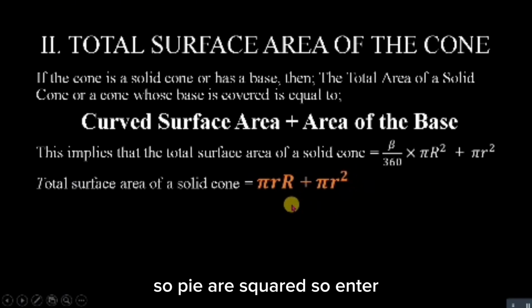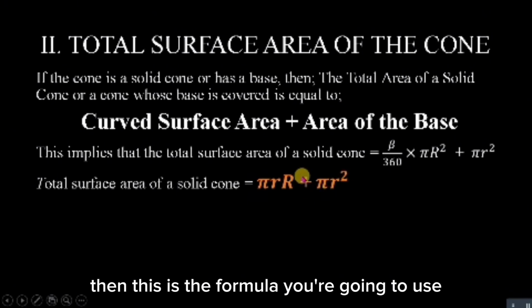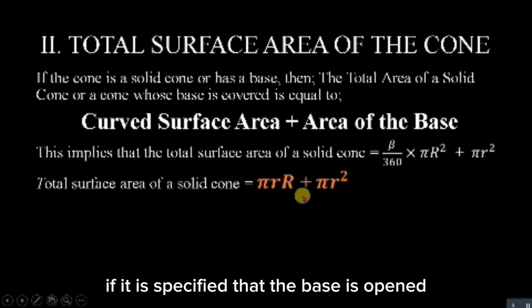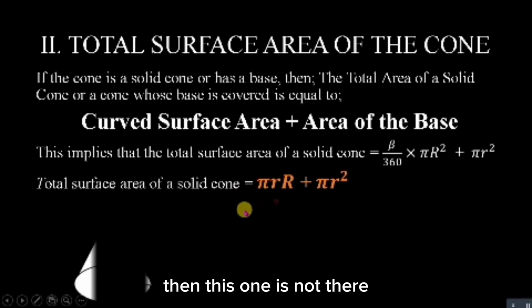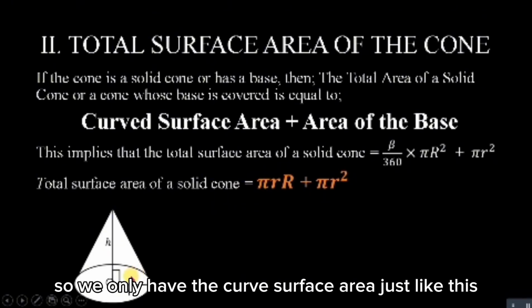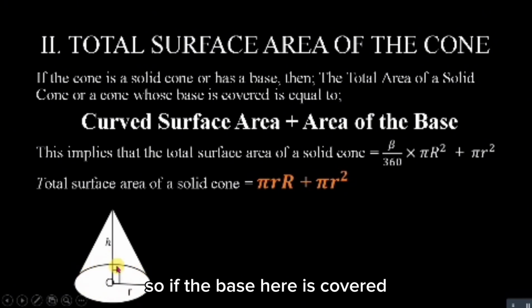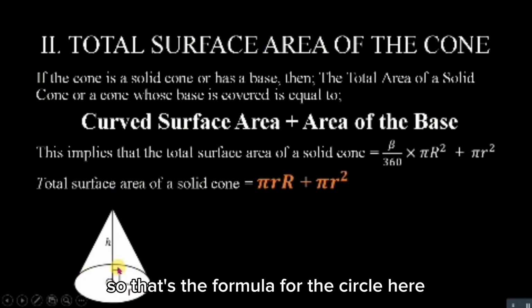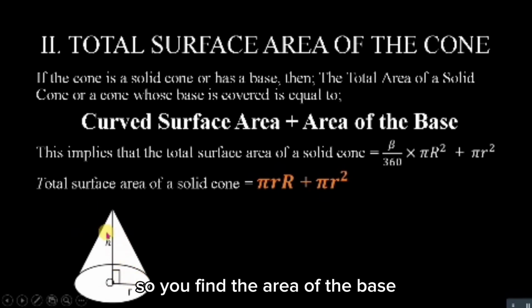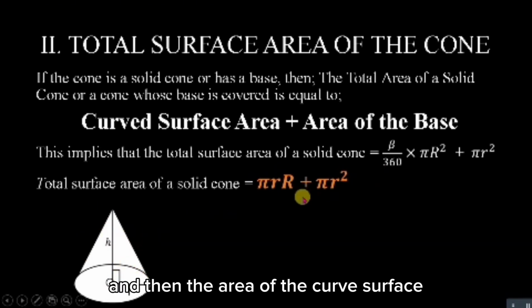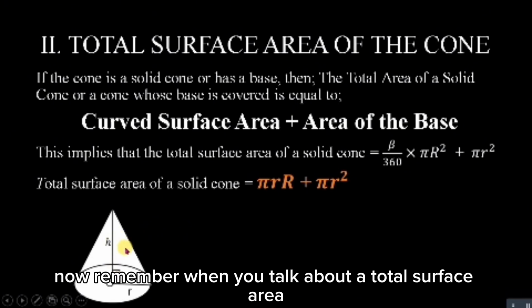If it is specified that the base is opened, then this one is not there because there's no circle to add. So you only have the curved surface area, just like this. If the base is covered, the base is a circle, so that's the formula for the circle. You find the area of the base and the area of the curved surface, and then you add them together. Remember, when they talk about the total surface area, it means find the area of everything in the figure and add them together.